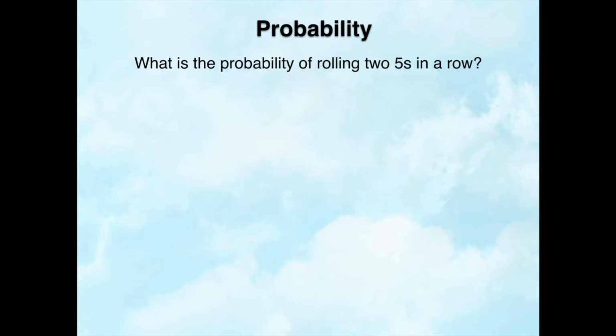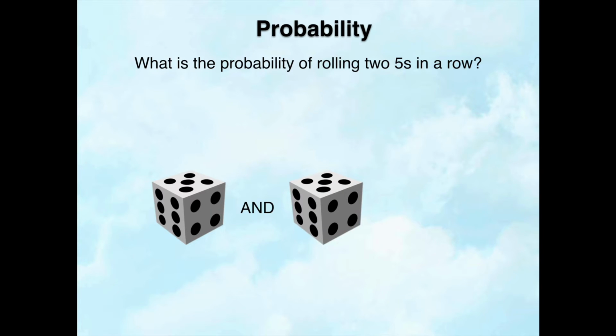Suppose we roll 2 dice and we want to find the probability of landing on a 5 on the first die and a 5 on the second. Note that the event where we land on a 5 on the first roll has no effect on the event that we land on a 5 on the second roll. Such events where one has no effect on the other are called independent events.